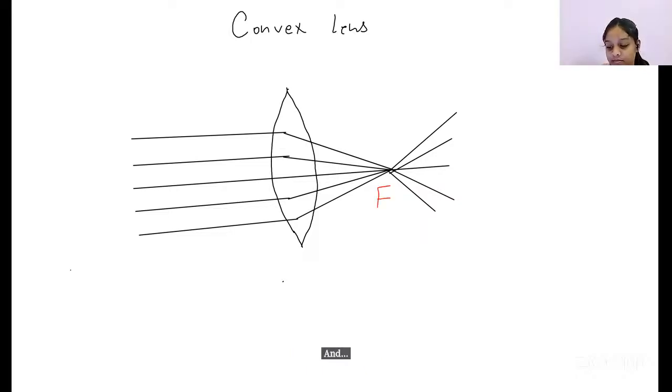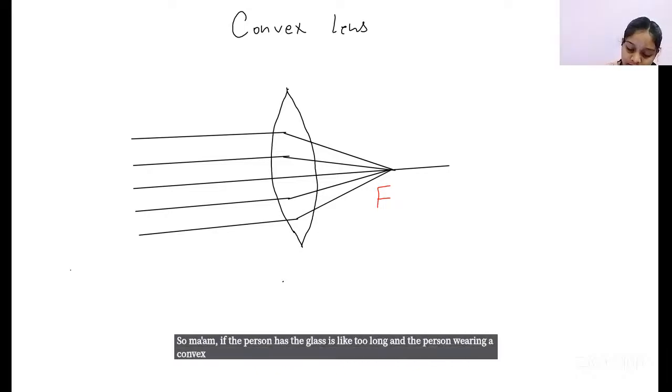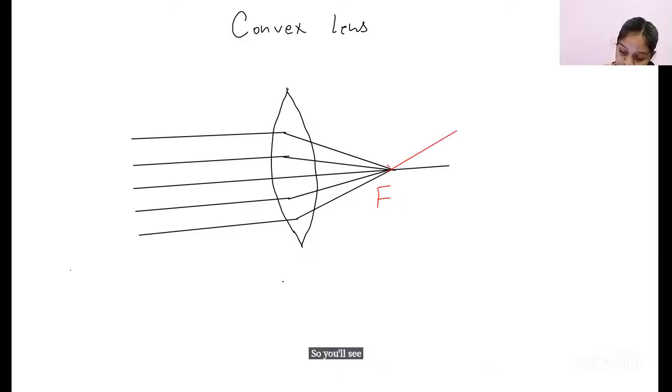Ma'am, I have a question. Yes. Ma'am, if the person is wearing a convex lens, and such diversion happens after the focal point, the person will see everything upside down, right, ma'am?